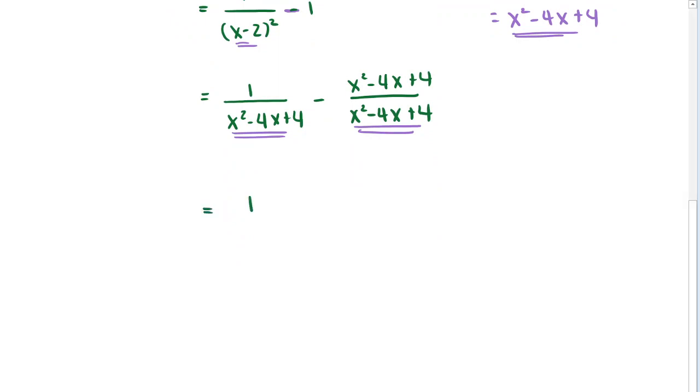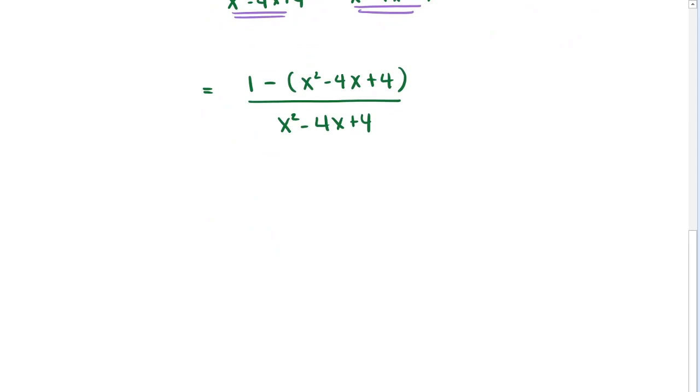And so this is 1 take away. And when we subtract two fractions, we subtract away their numerators. So we're going to have 1, the first numerator, take away x squared minus 4x plus 4, the second numerator. And then we keep the denominators the same. And so this comes out to be, subtracting away x squared is what we get, subtracting away negative 4x comes out to be positive 4x, and then 1 minus 4 gives us minus 3, all over x squared minus 4x plus 4.